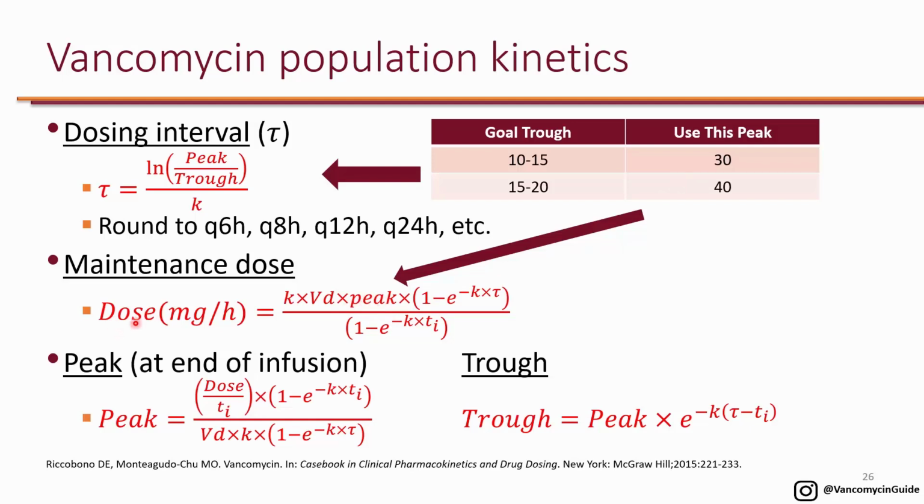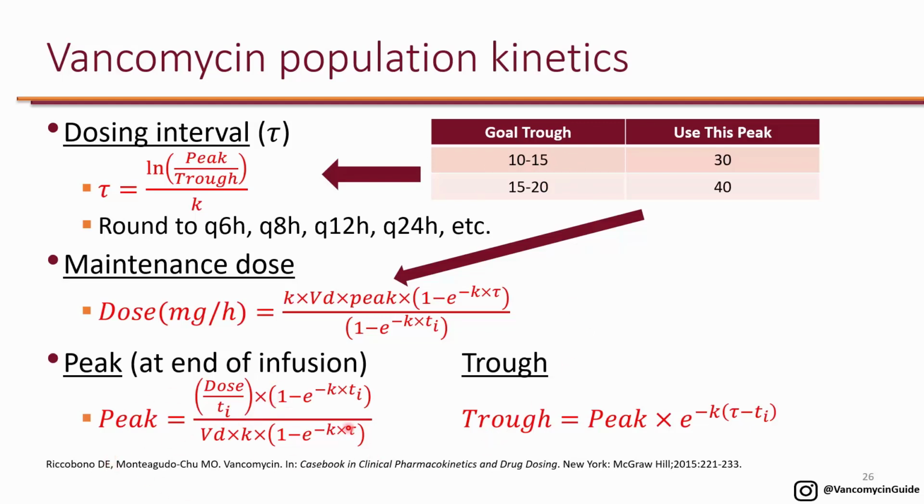Once you get a dose and frequency, first of all, you want to round your dose to the nearest 250 milligram. But before you recommend your dose and frequency, you want to verify what the predicted peak and trough would be. You want to make sure that the predicted trough is the actual goal trough that you want.